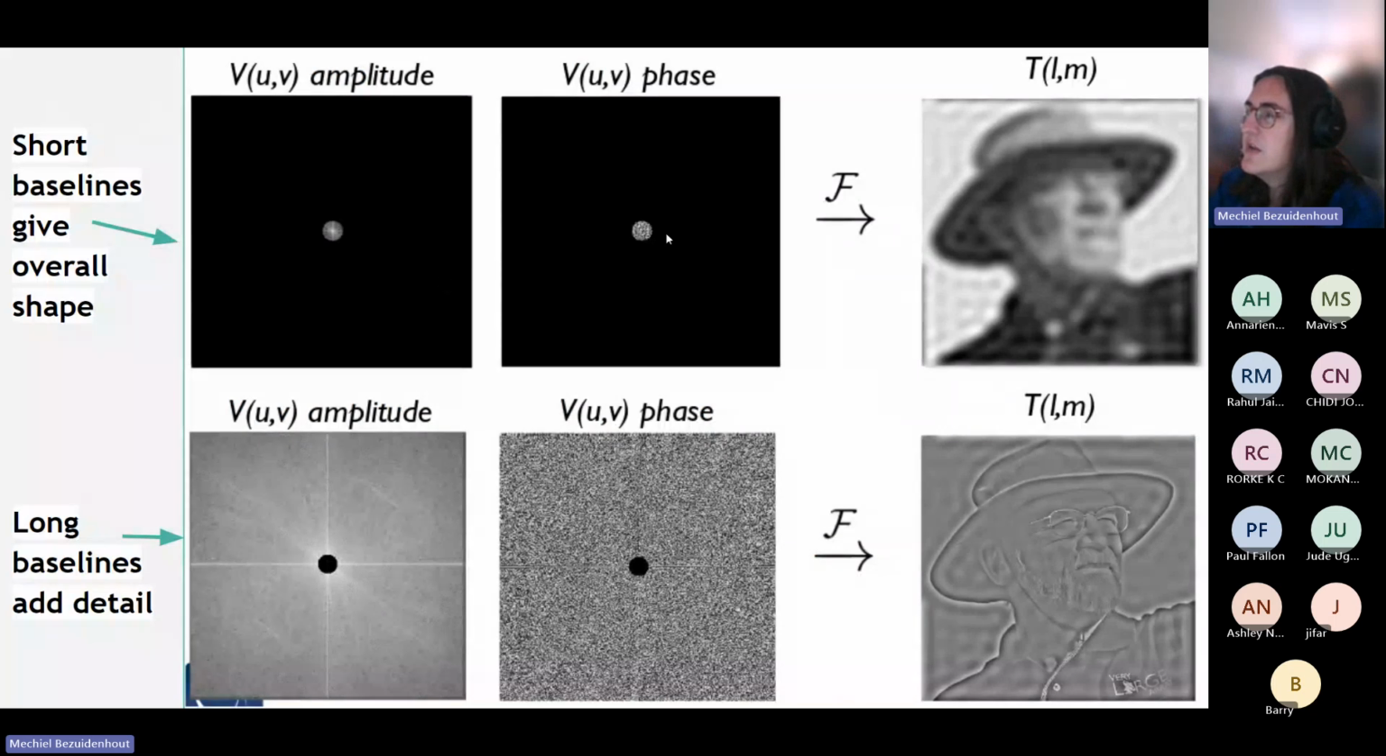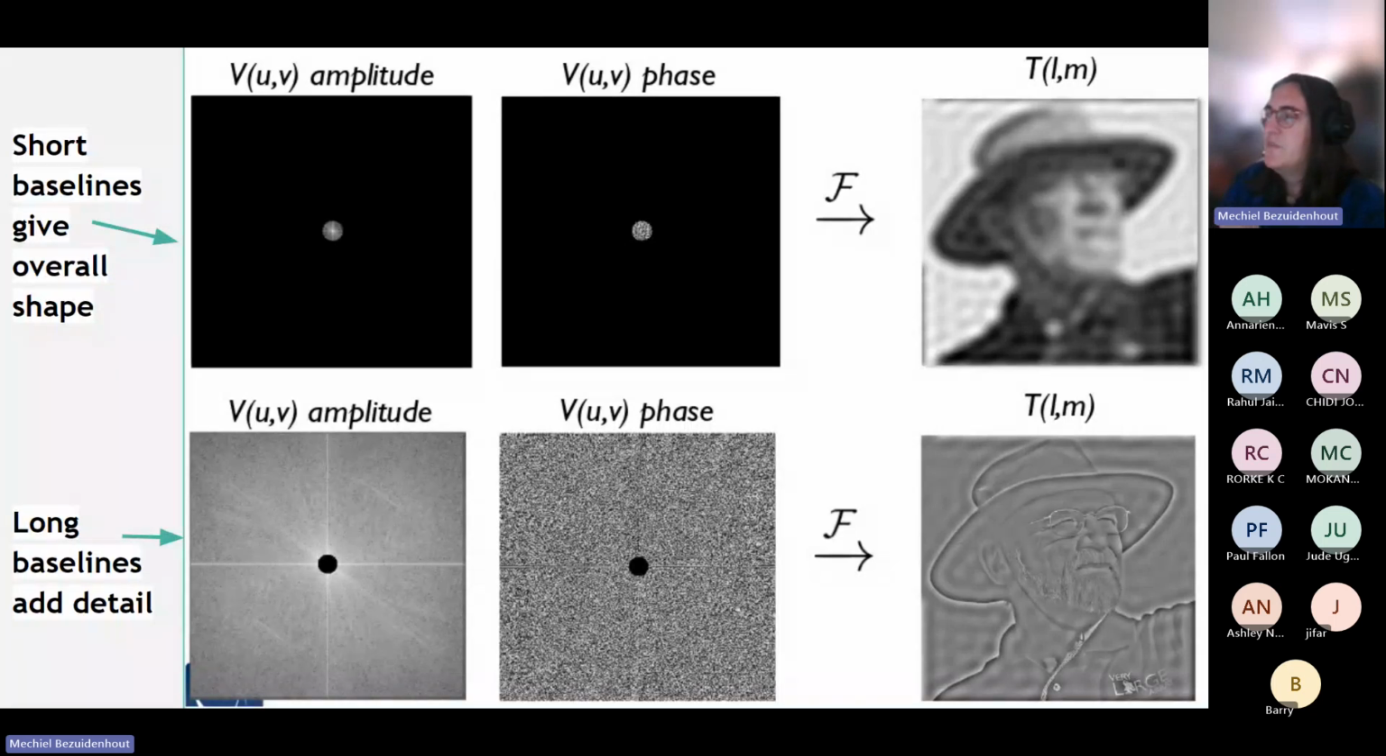So on the left are the visibilities, amplitude on the left and phase on the right. And on the right is the image that you get out if you do the Fourier transform. On the top, we are assuming we're only using the short baselines. And that means that the UV points that you sample are all close to the center of the UV plane. Close to the center of the UV plane corresponds to short baselines. And if you do the Fourier transform, you get a picture that's very blurry. You can make out the overall image.